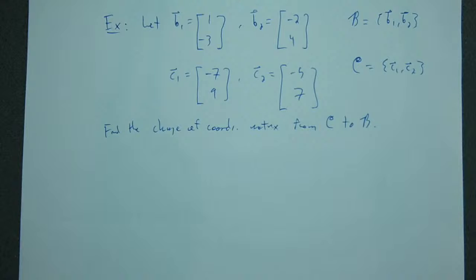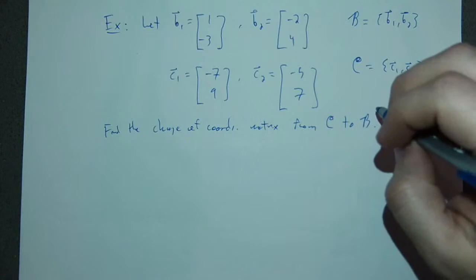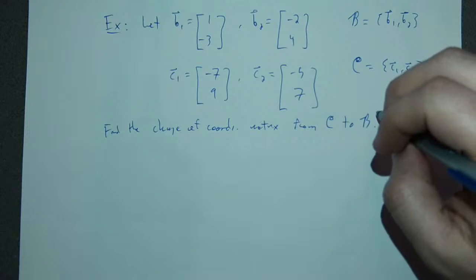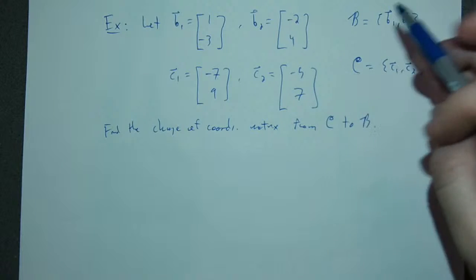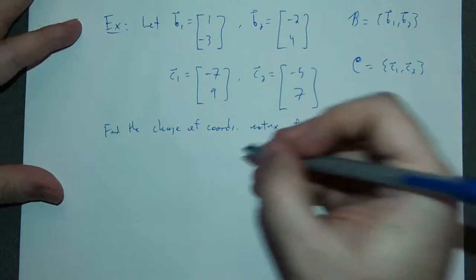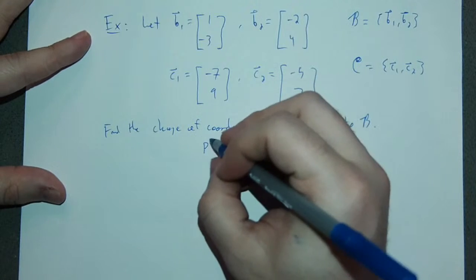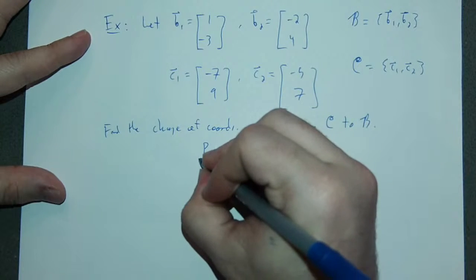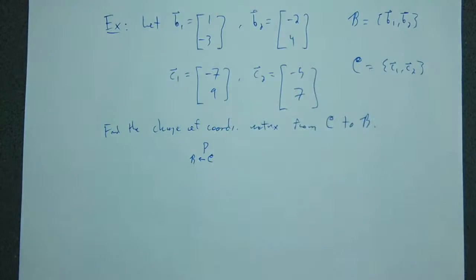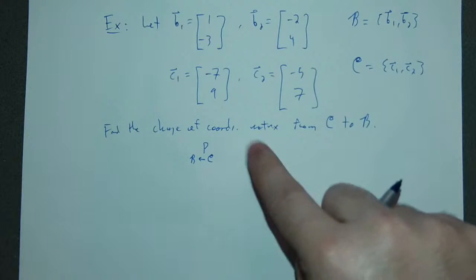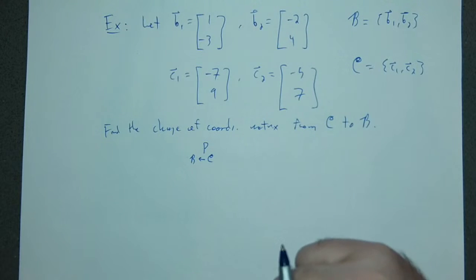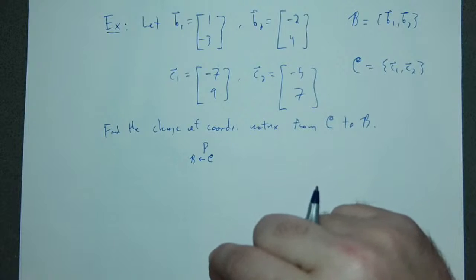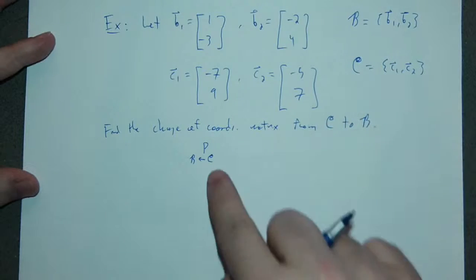Okay, so if I want to find the change of coordinates matrix going from one basis to the other, how can I arrange these? I want to compute the change of basis matrix from C to B. So the thing that I'm computing is P from C to B. If I multiply on the left by it a C basis vector, I go to a B basis vector. That's the way to remember what this thing does.